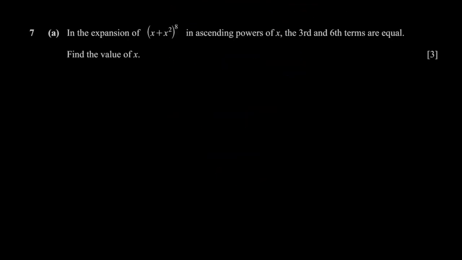Right, question 7, which is a slightly more unusual binomial expansion question. So we've got, in the expansion of (x plus x squared) to the power of 8 in ascending powers of x, the third and the sixth terms are equal, find the value of x. Okay, well, if this is in ascending powers of x, then that means the powers of x have got to get bigger and bigger. So if we're doing the expansion, with x plus x squared, the x terms need to get smaller, and the x squared terms need to get bigger as the progression goes on in order for the overall term to be increasing.